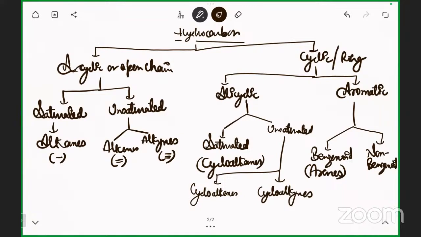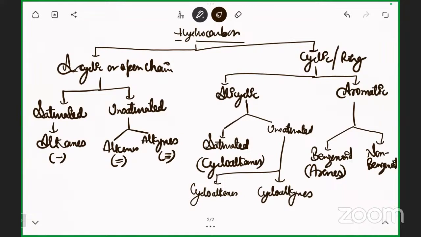It was 4n plus 2 pi electrons. Aromatic compounds are again classified into two categories, benzenoid and non-benzenoid. Benzenoid compounds contain the benzene ring, while non-benzenoid compounds do not contain benzene. So I don't think that this is quite tough.